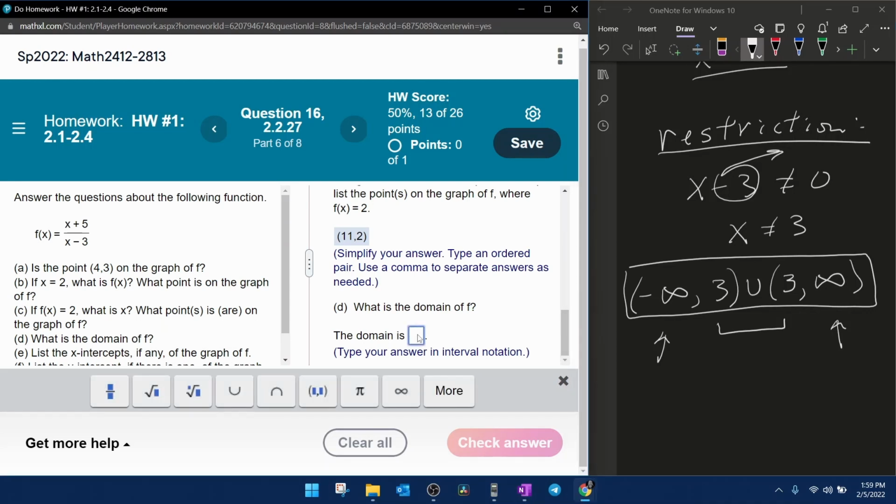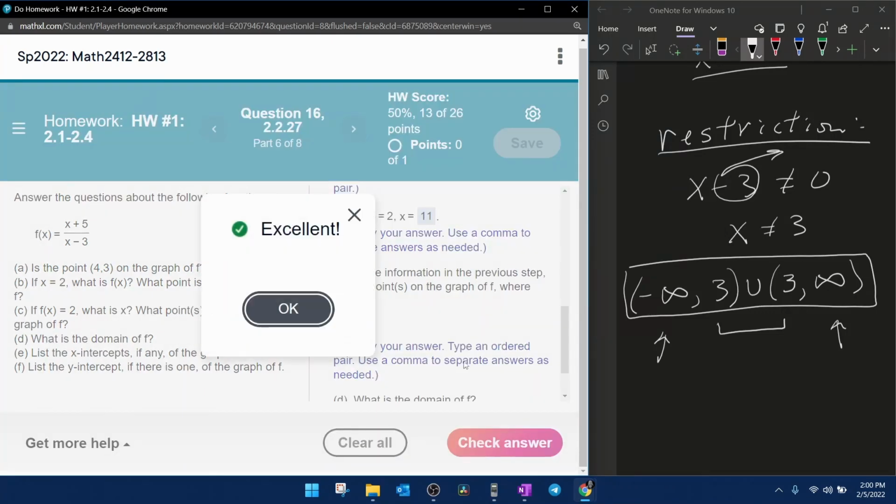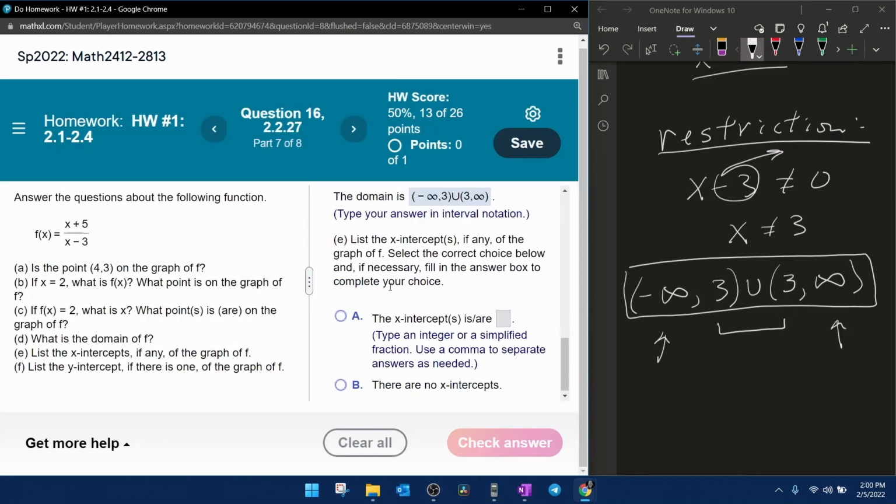Here we go. Using parentheses, I think we can use the ordered pair here. That would be super helpful. Negative infinity to 3. We are going to need the union symbol and another pair of parentheses, which you know these are not ordered pairs, they're intervals. The interval from 3 to infinity. And there's our domain in interval notation.